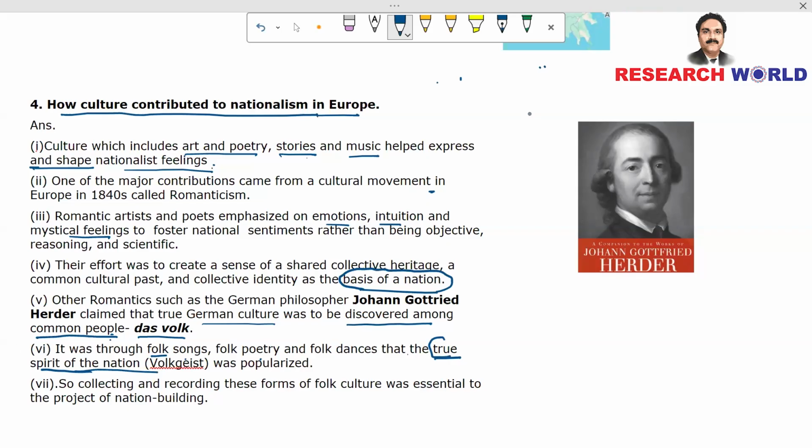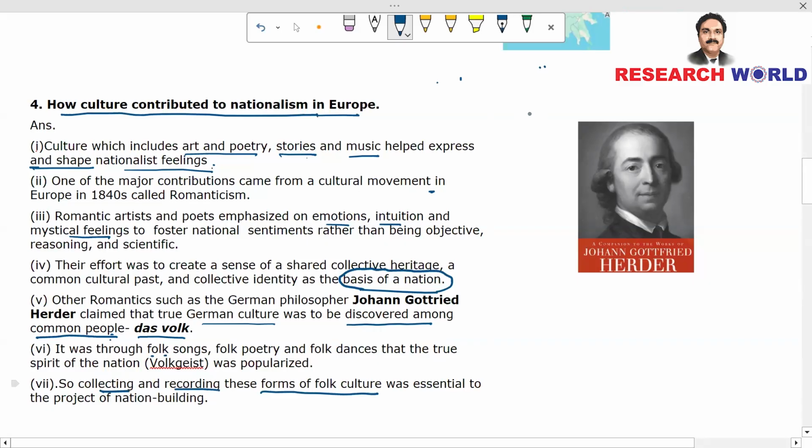In German, that is Volksgeist. So Volksgeist is the spirit of the nation that should be popularized through the Volk, the common man, using folk songs, folk poetry, folk dances, etc. This is what Johann Gottfried Herder emphasized. And so, collecting and recording these forms of folk culture was essential to the project of nation building.